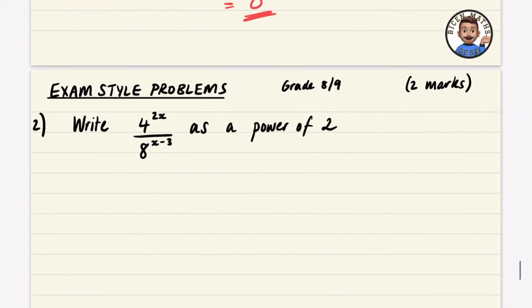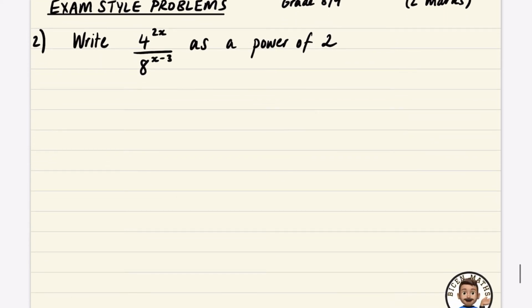Okay, next one. You might want to have a go at this one yourself. Again, it's only 2 marks. It wants us to write this thing as a power of 2. In other words, 2 with some power that we've got. Okay, so we have 4 to the 2x over 8 to the x minus 3.